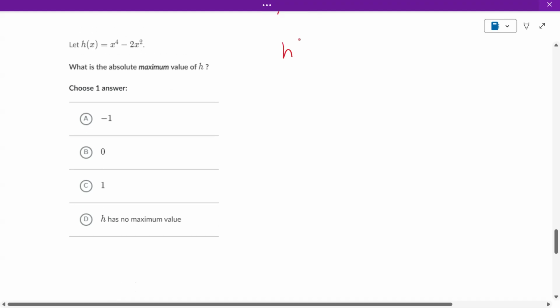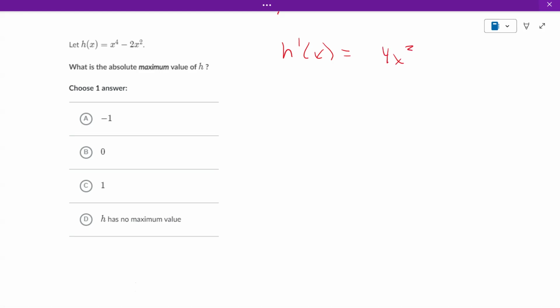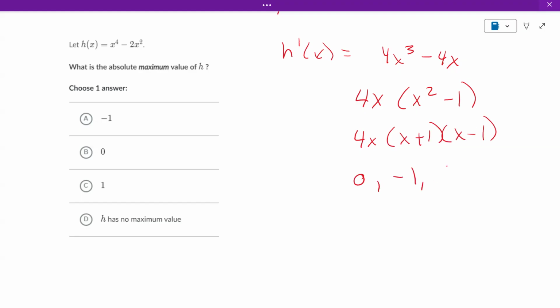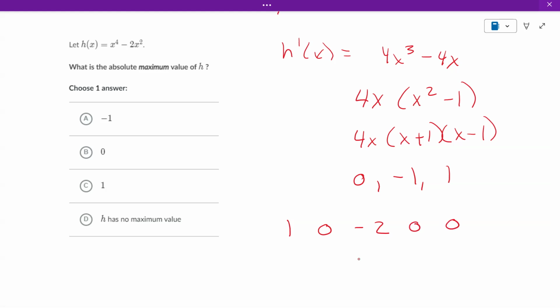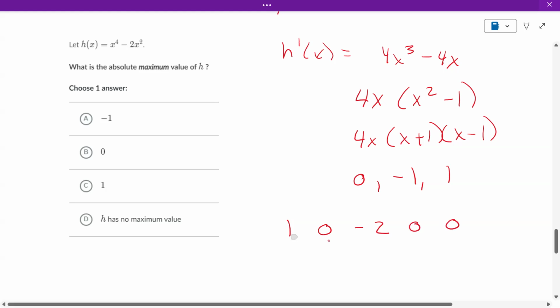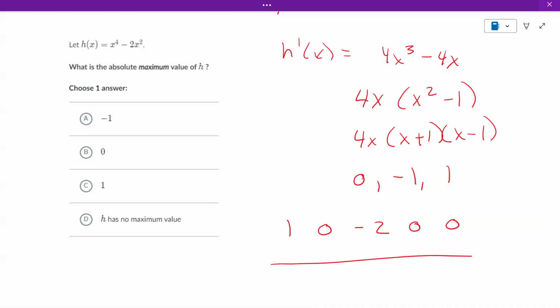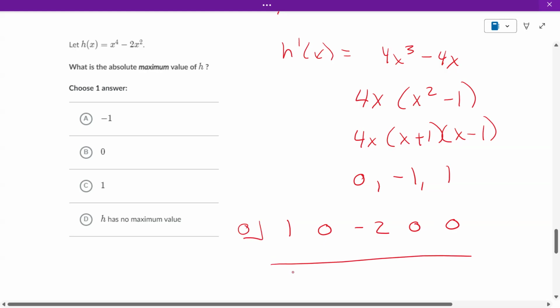This one, if we take the first derivative, 4x cubed minus 4x, take out 4x, and x squared minus 1. So 4x, x plus 1, x minus 1. So 0, -1, and 1 are the choices. Okay. So what's happening? I'm going to do synthetic division again really quick. So I'm going to go 1, 0, -2, 0, 0, because 1x to the fourth, 0x to the third, -2x squared, plus x plus the last number. So if we put in a 0, what's going to happen?